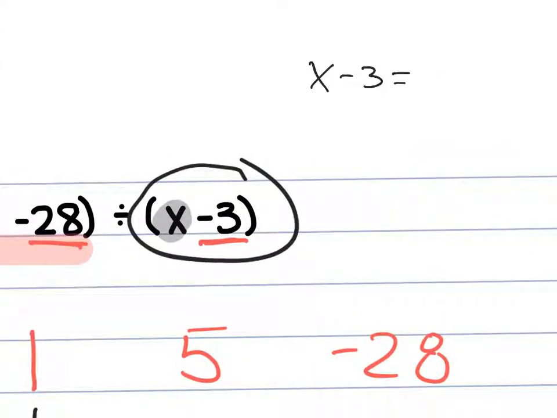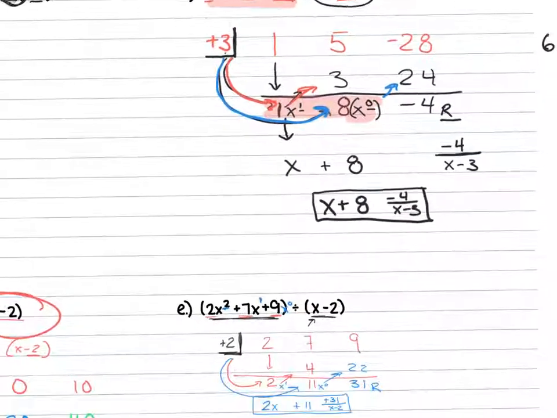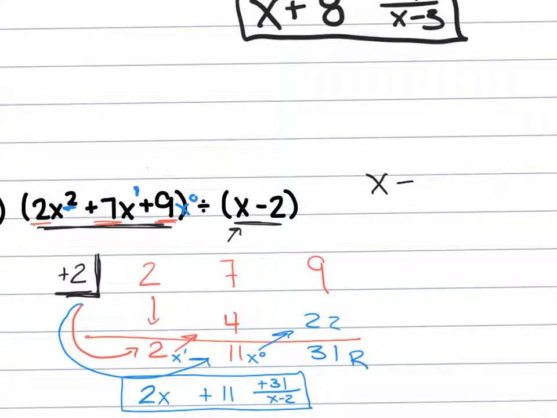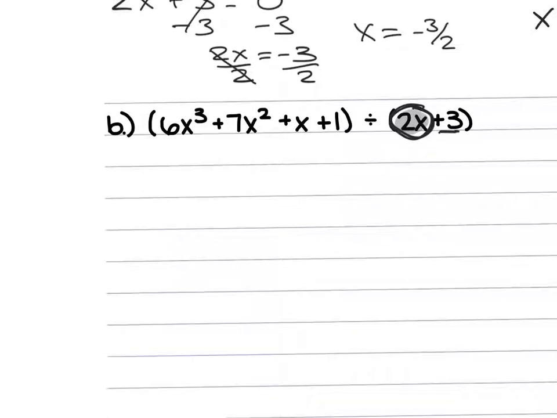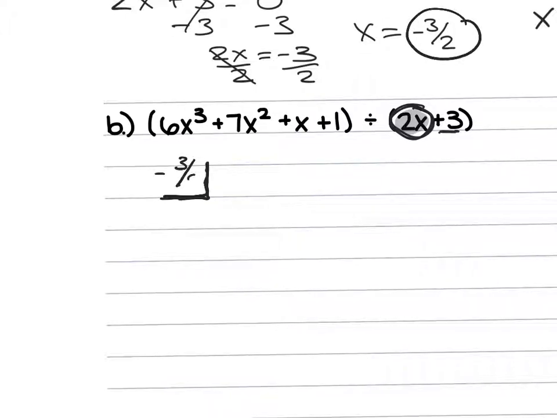x minus 3 is equal to 0. That, when you work that out, becomes x equals 3. When we had this one here, x minus 2 equals 0. When we work that out, x is equal to 2. When x is all by itself there, it's just as easy as taking the opposite. But when x is not by itself, it's not that easy. So the number that we need to write over here is actually negative 3/2. Not only was that difficult to find, it's also a fraction.